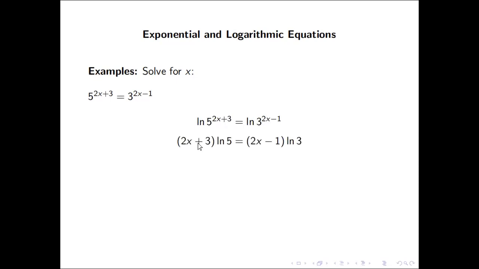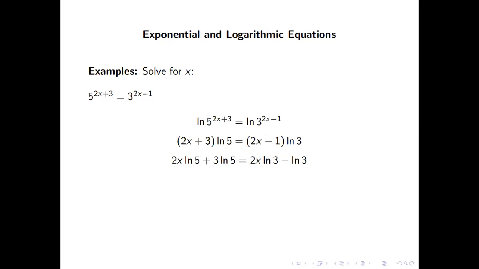Bringing down 2x plus 3, you have here, this one. Bringing down 2x minus 1, this one. And notice ln 5 and ln 3 are numbers only. They're like 5 and 3. And what you do is you distribute numbers, right, over a sum. Distribute, distribute. So we have this line. So ln 5 times 2x here, 3 times ln 5 here, 2x ln 3 minus ln 3. So mere distribution.